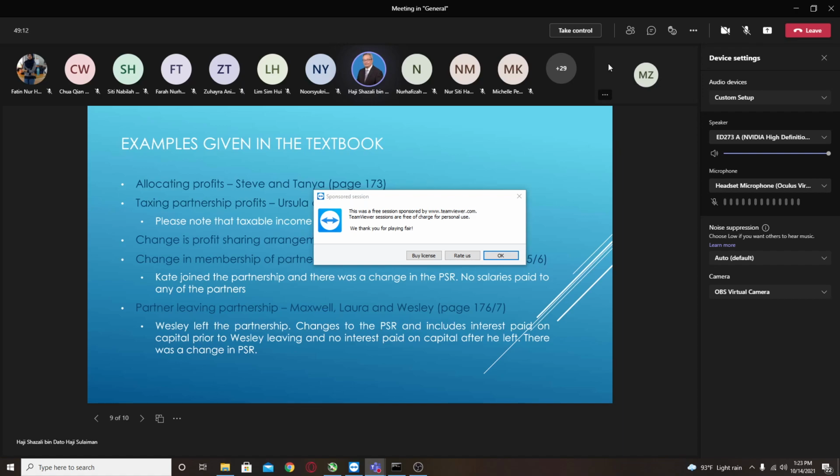So far, so good. Partnership is quite a short chapter, actually. That's why I started by giving a preamble on the earlier 2 lectures that I did.